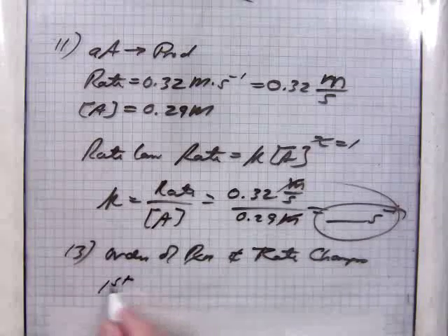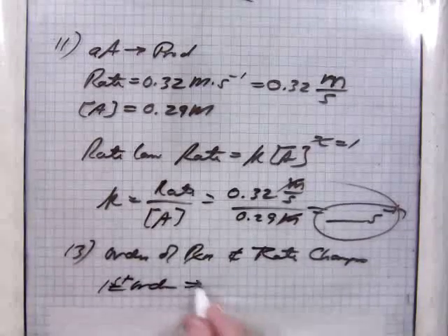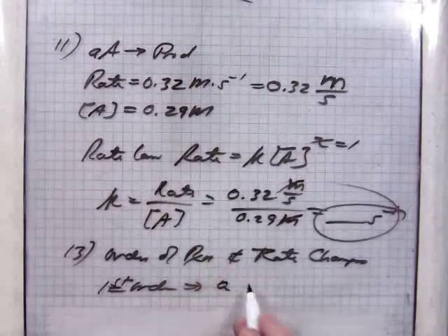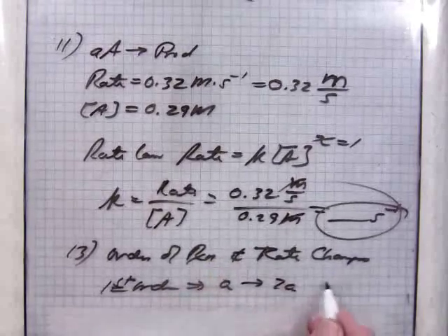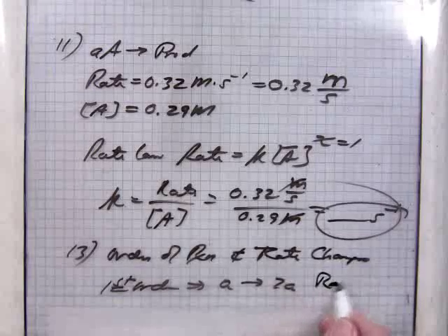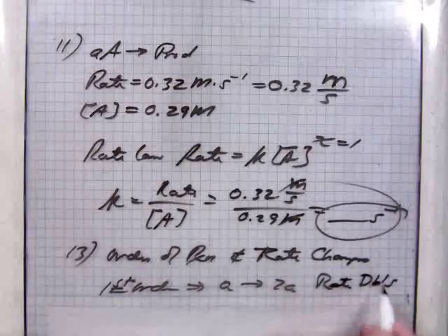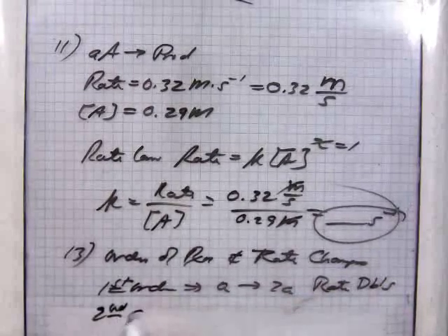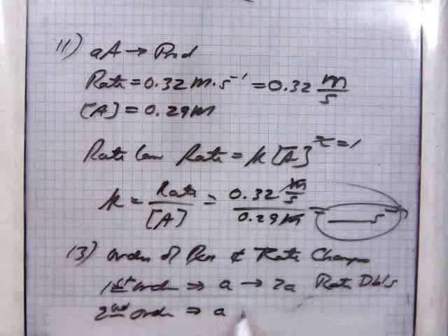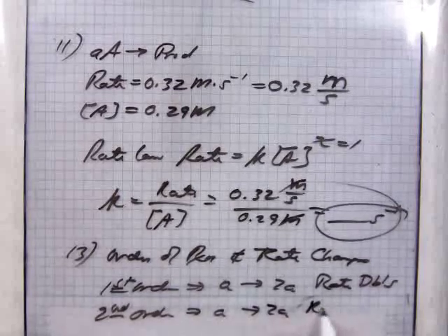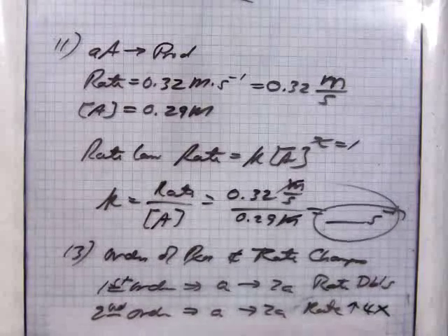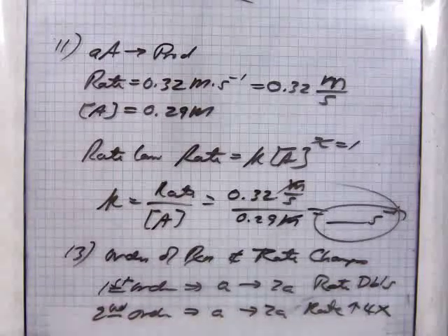First order. A goes to 2A, and rate doubles. First order. In second order, A to 2A, rate increases 4 times. If you change concentration, you don't get any change, it's 0.